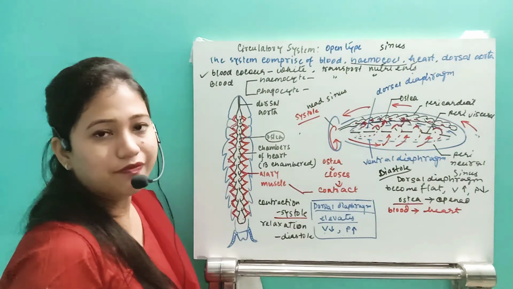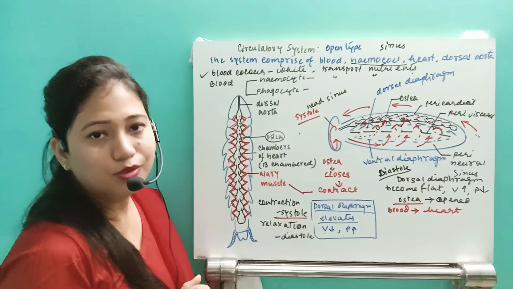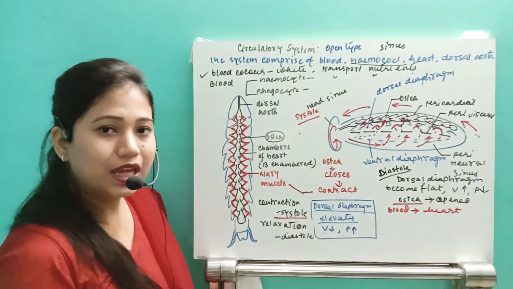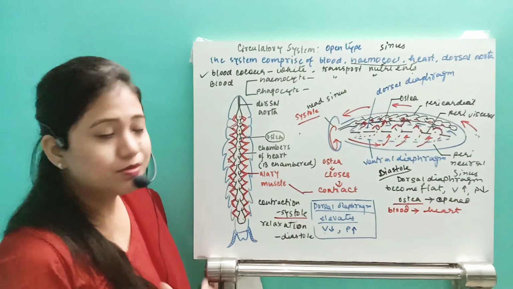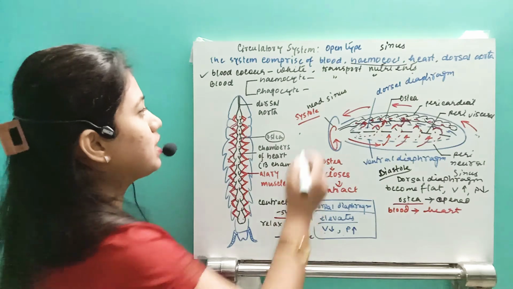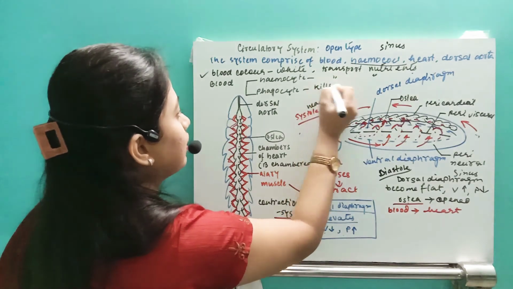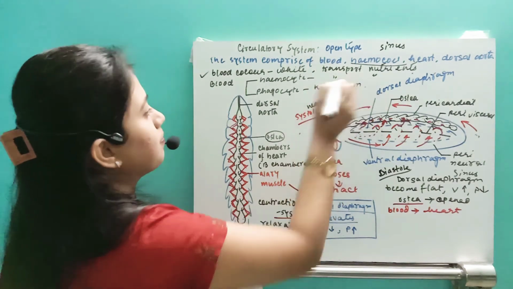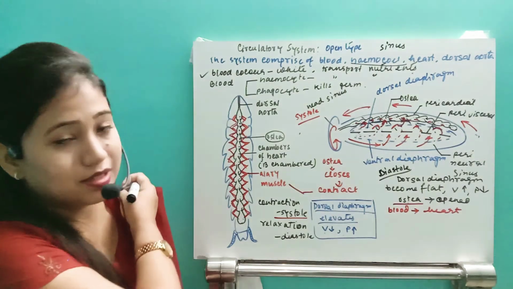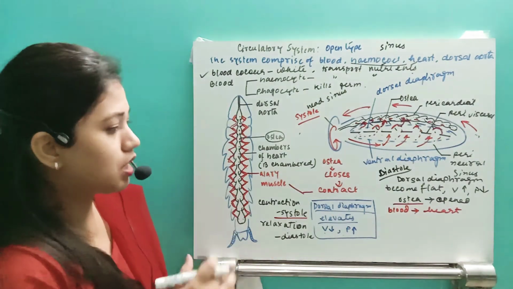What about the phagocyte? Phagocyte is just like the WBC. They have an immunological function. Our WBC kill the foreign particles, they kill the germs. The same function, this phagocyte will also perform. That means it kills germs. So this way they have the circulatory system. I hope you understand. This is all about the circulatory system.